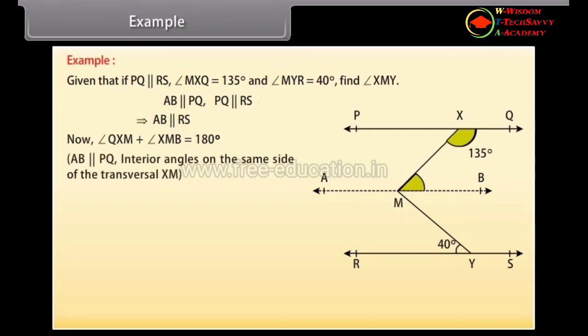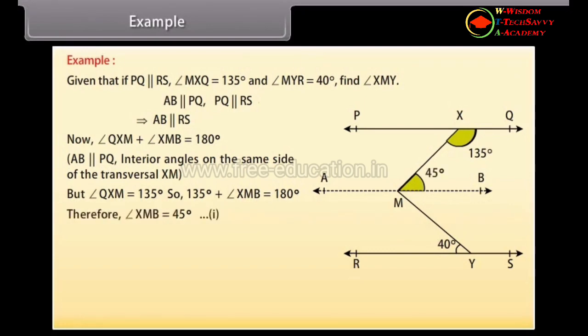AB is parallel to PQ, so the interior angles on the same side of the transversal XM are supplementary. But angle QXM is equal to 135 degrees. So, 135 degrees plus angle XMB is equal to 180 degrees. Therefore, angle XMB is equal to 45 degrees.